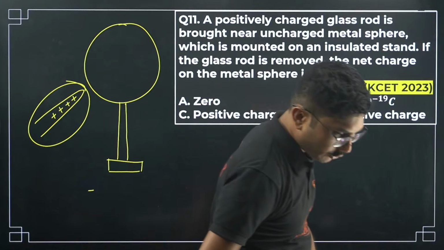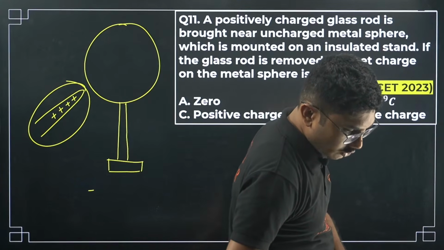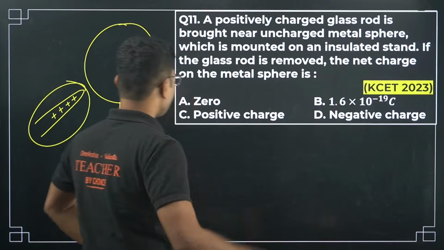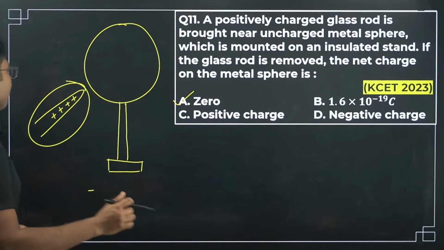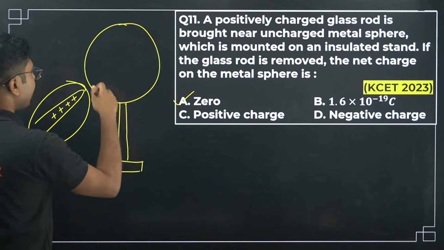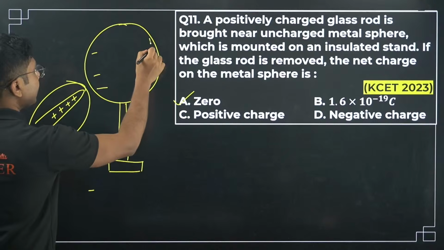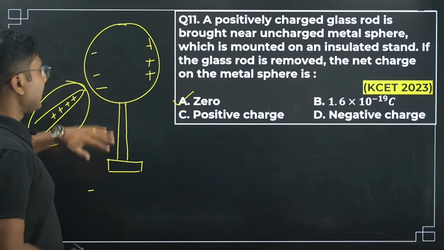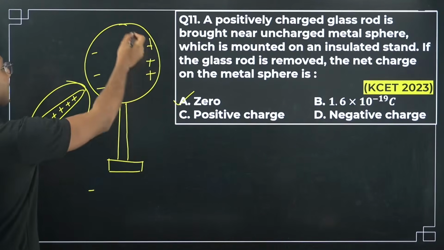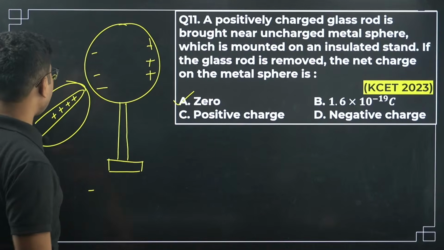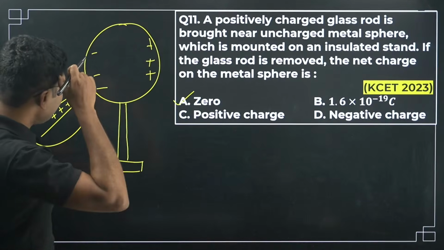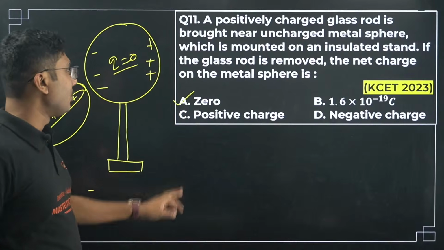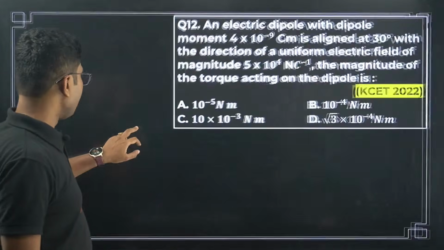Samarth, Manjula, everyone is saying option A. So this is the correct answer, because when you bring this positive charge near this metallic sphere, obviously some negative charge will be induced, some positive charge will be induced, but because it's standing on an insulated stand, no charge will be able to escape. So you can consider this to be an isolated system, and in an isolated system we know that the net charge remains conserved. So net charge was 0 initially, so it will be 0 after the rod is removed as well. Now next question.